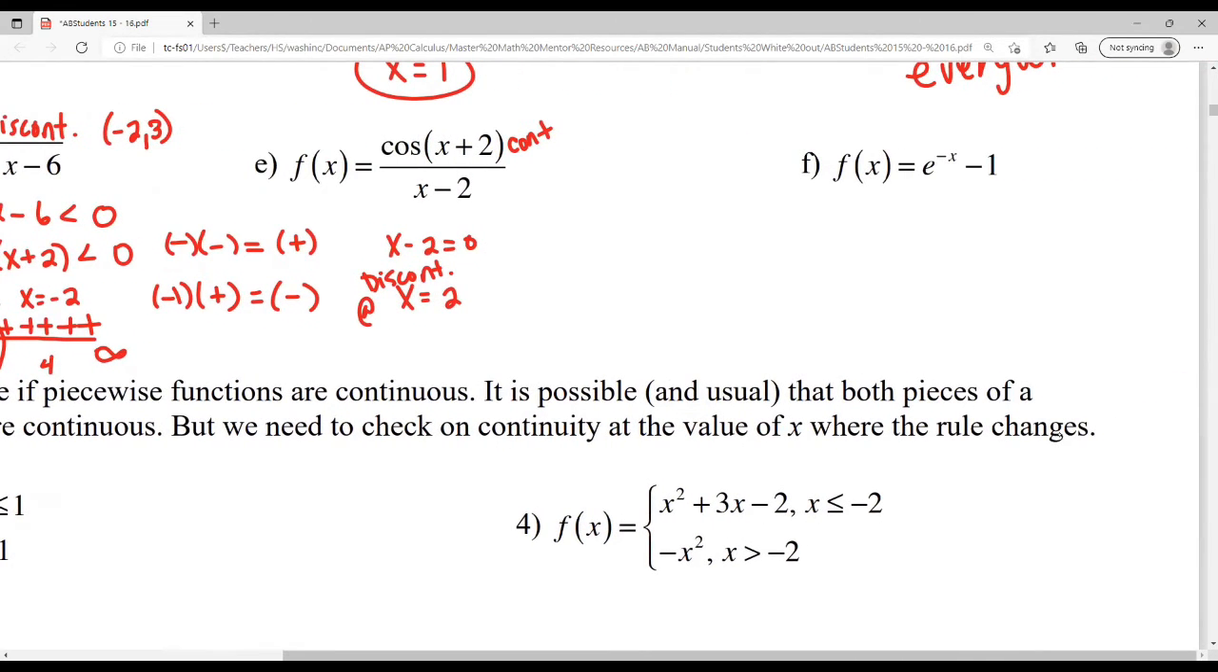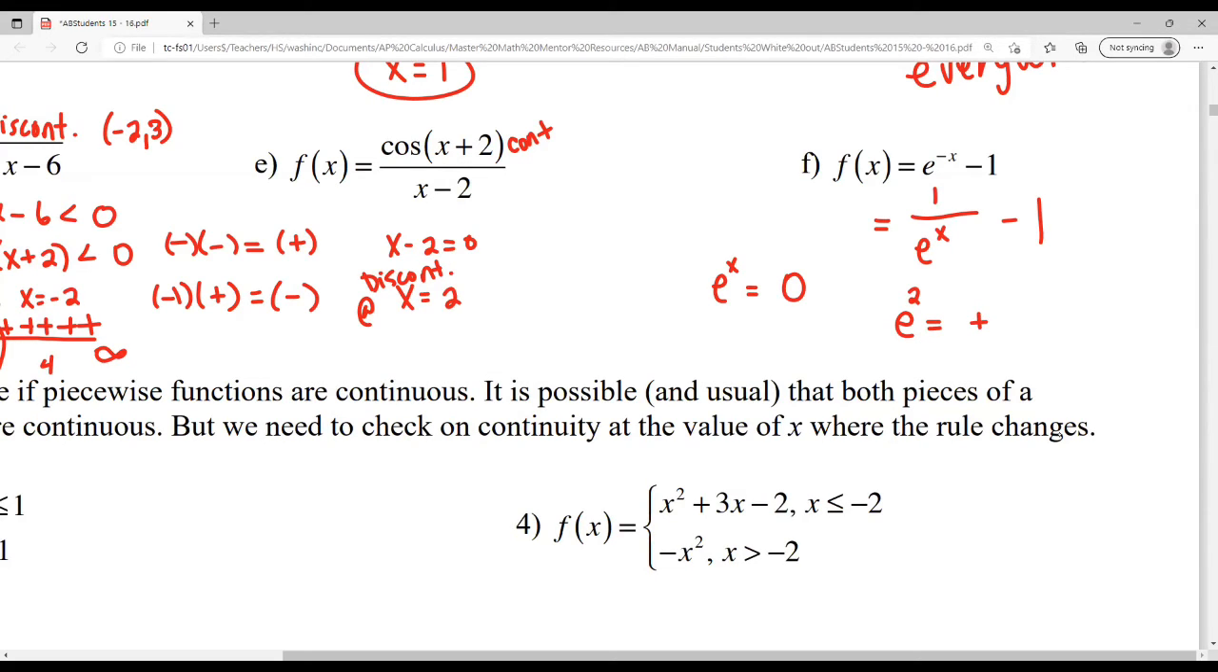Part F, e to the negative x, we're going to make that a positive exponent. We get 1 over e to the x minus 1. We do have a fraction here, so we would look at this idea of when is e to the x equal to 0. And the answer to that is never. The short way to explain this is just to pick a couple examples. We get e to a positive power. Well, that's clearly going to be equal to a positive number.